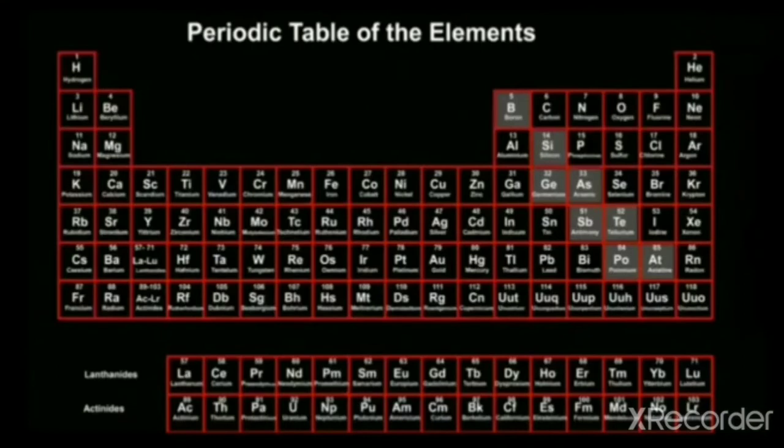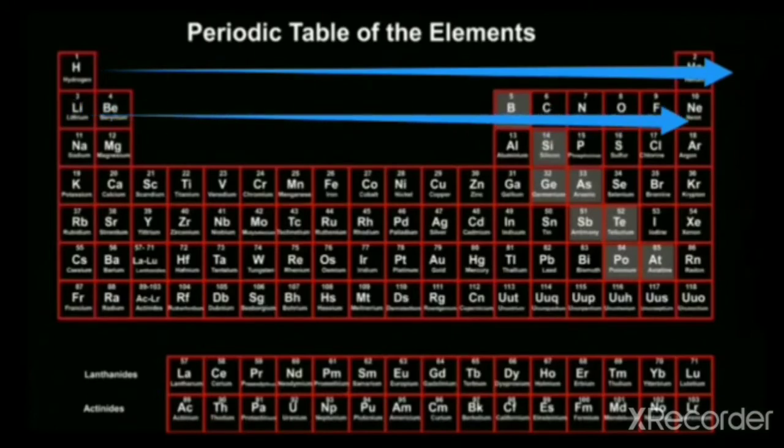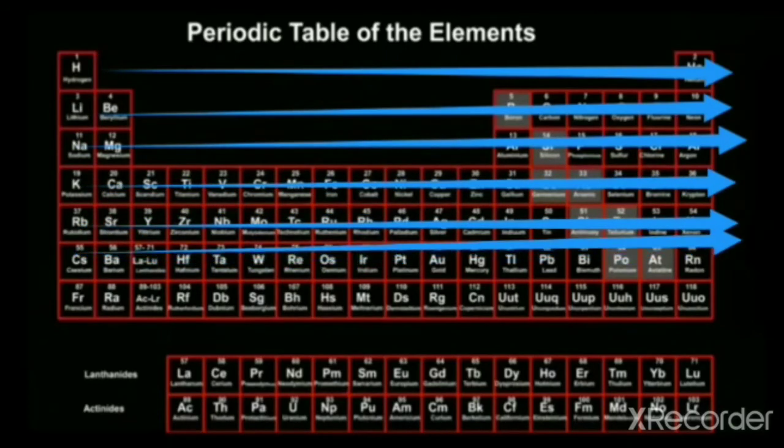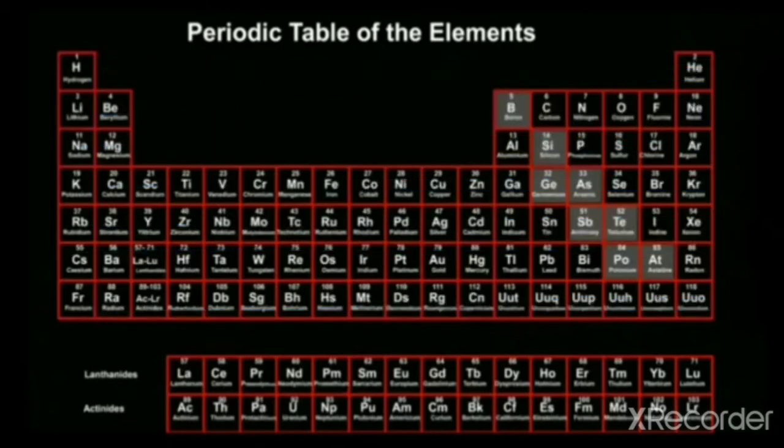In the modern periodic table, you can find some horizontal rows. This is one horizontal row, this is another, then the third row, fourth row, fifth row, sixth row, and the seventh row. There are 7 horizontal rows in the periodic table. That is a long form of periodic table. These horizontal rows are called periods.